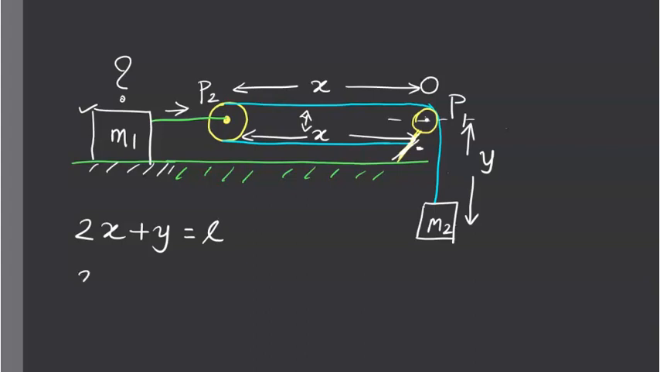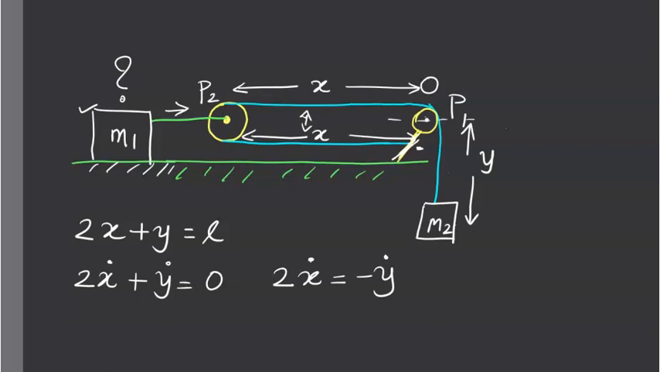Now if I differentiate, what will I get? 2x dot plus y dot is equal to L dot, but L dot is 0 because L is constant, the length of the string will not change. So here, 2x dot is equal to minus y dot.